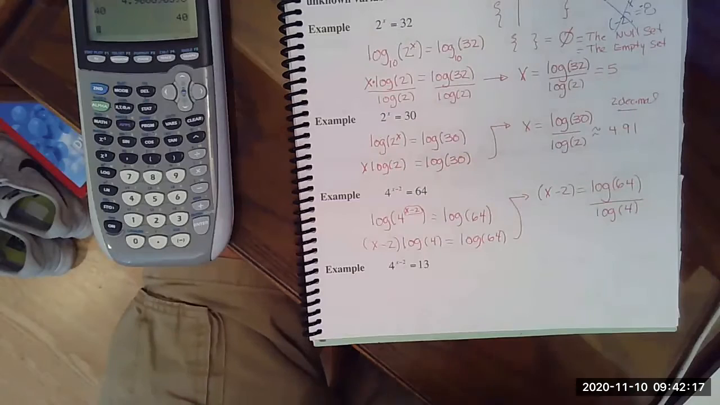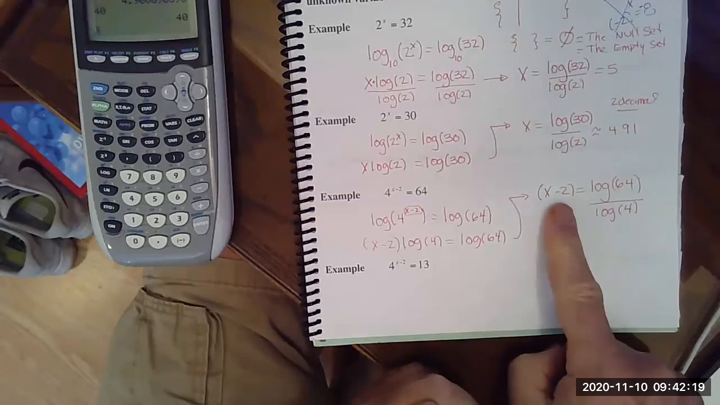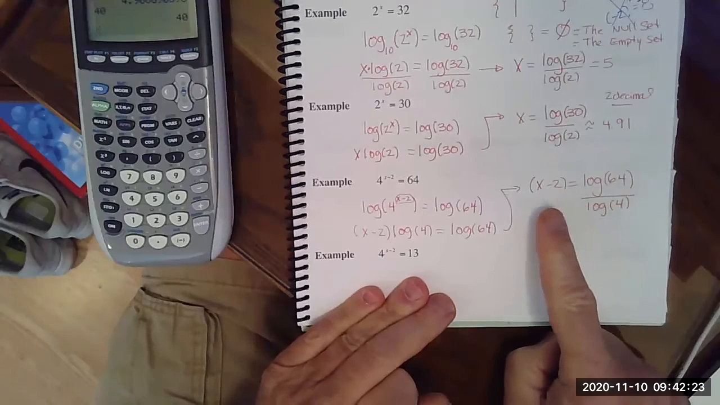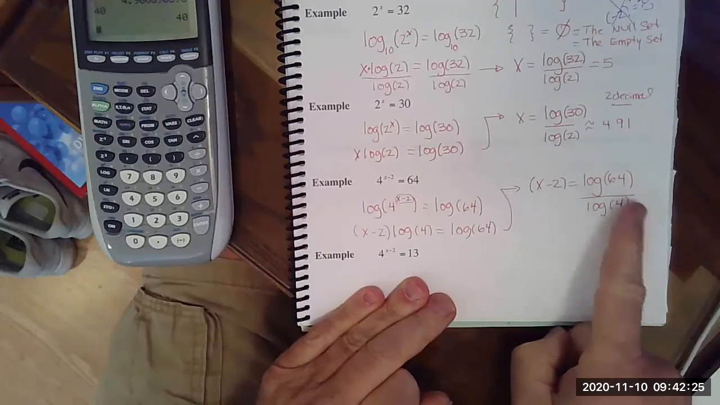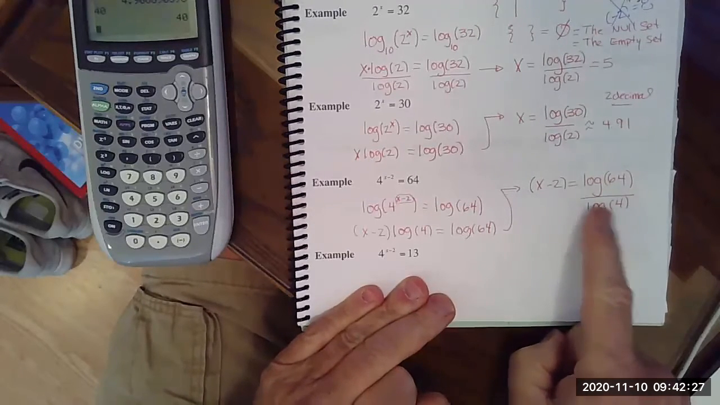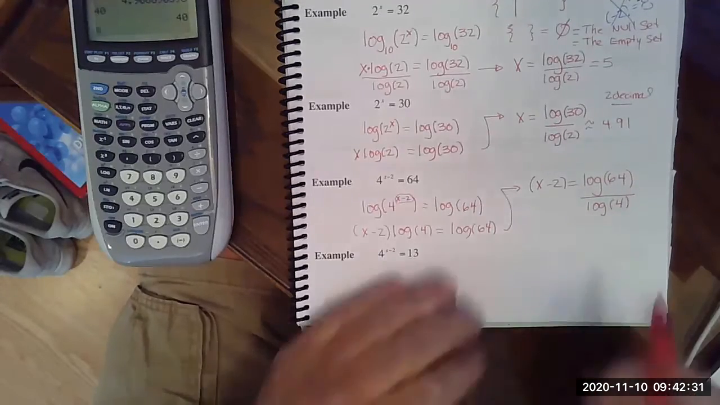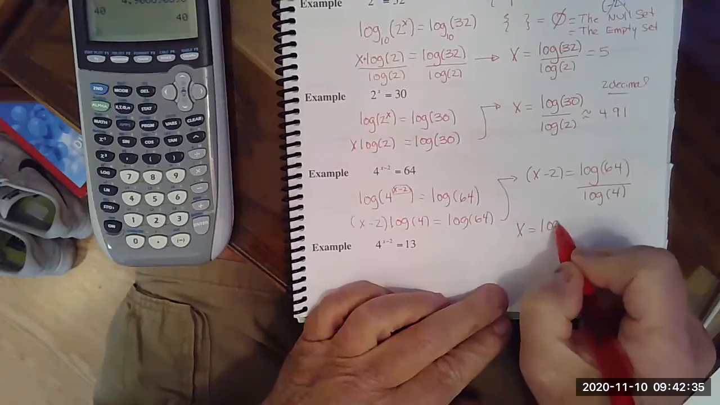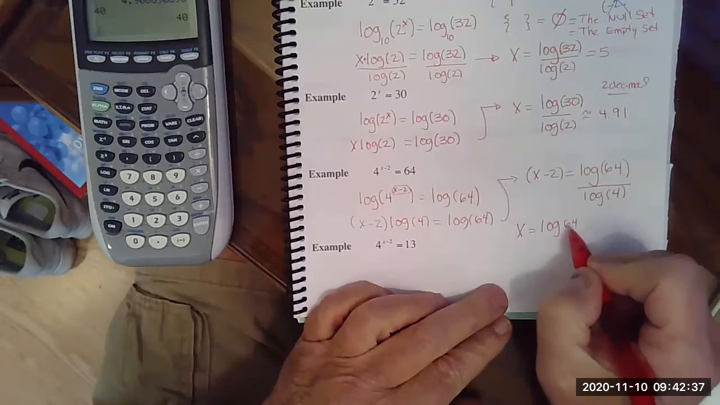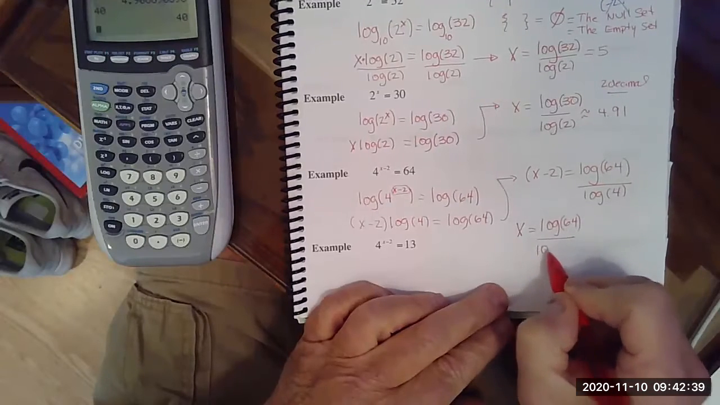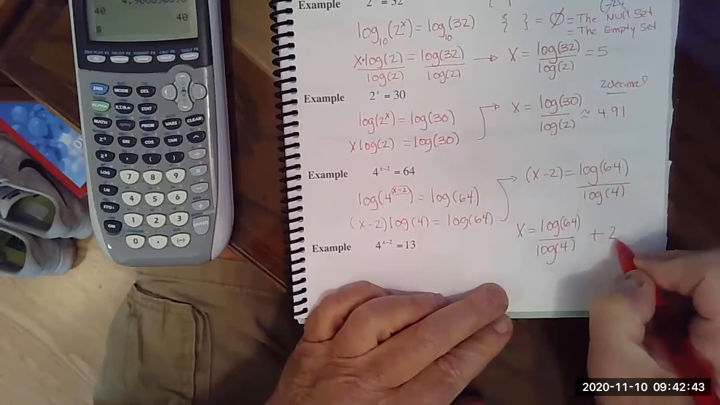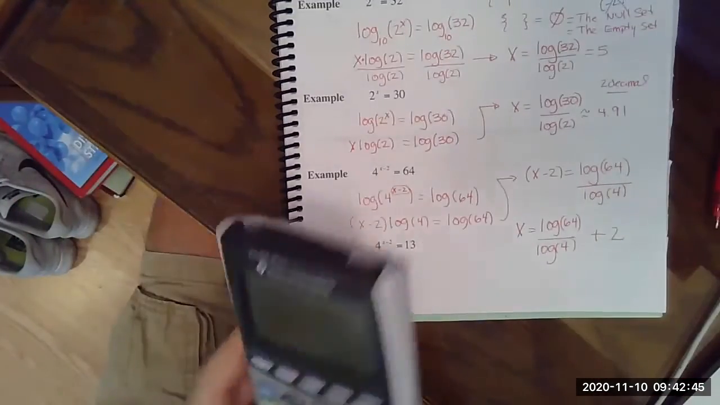Now this one's a little extra piece. The subtract 2 has to go away over here to the right. So all you do, just like algebra, is add 2 to both sides. You have this fraction that you leave alone, and then put a +2 at the back end. So this looks like x equals log 64 over log 4, and at the end you go +2. And then let's see what we get.